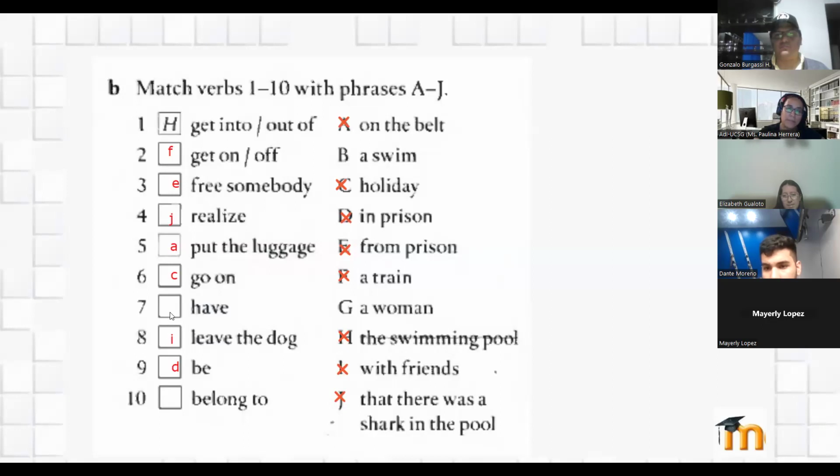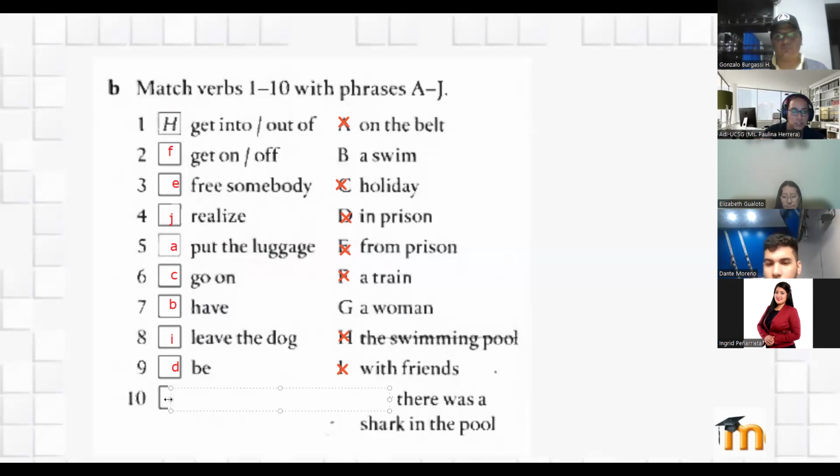Have a swim, yes. Seven is B. So the last one, number 10, I don't know who the owner was. It was Ingrid. This is Ingrid, belong to a woman. That would be letter G. Okay, people, there you go.